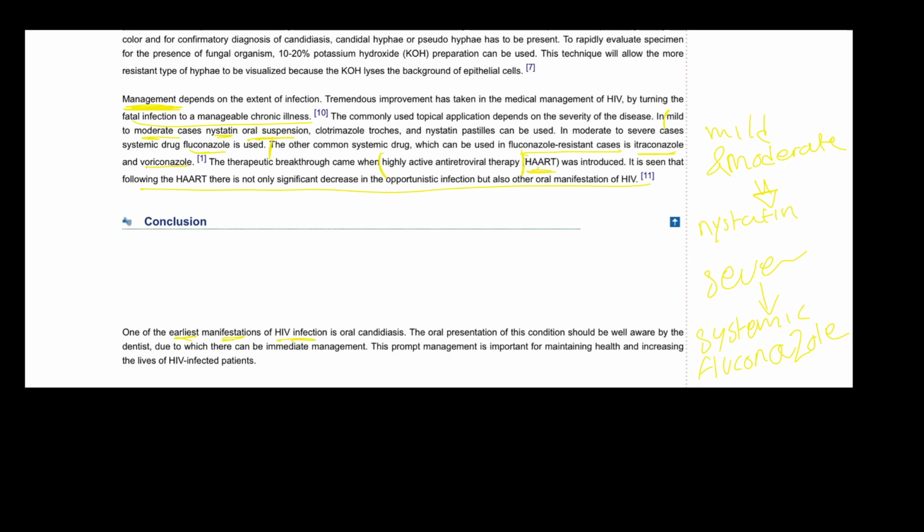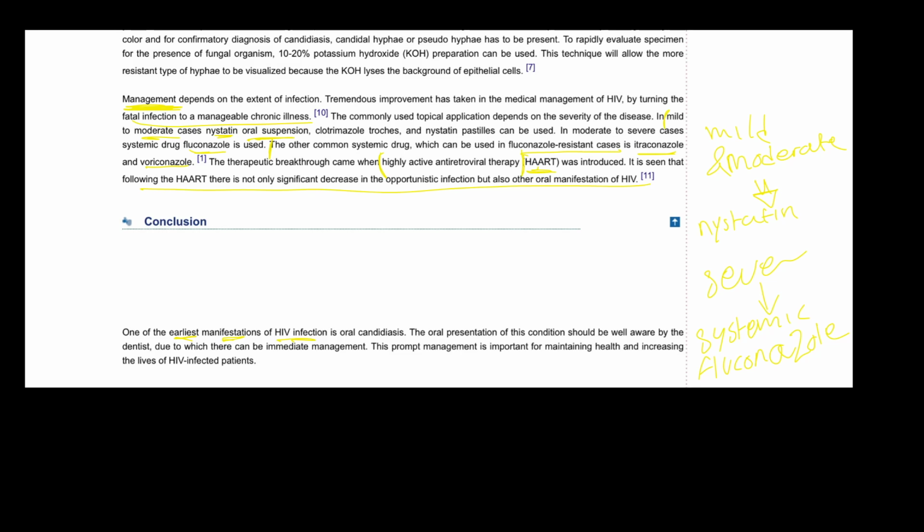Then they said we must give them, similarly, their original HIV drug, which is highly active antiretroviral therapy, HAART. Meaning we must give them HAART, the drugs of HIV infection, combined with the antifungal drugs. They said that with HAART there was not only a significant decrease in this candida infection, but other oral manifestations also decrease and improve with the control of HIV.